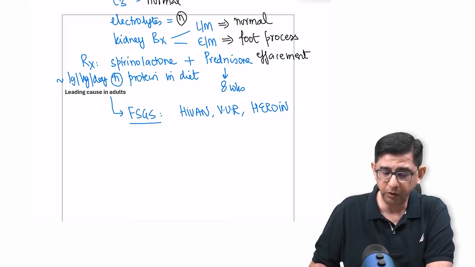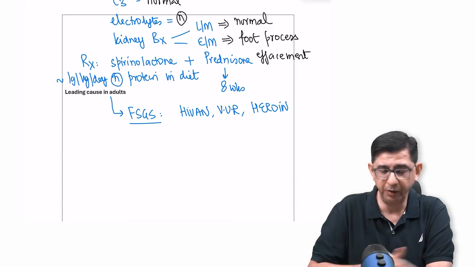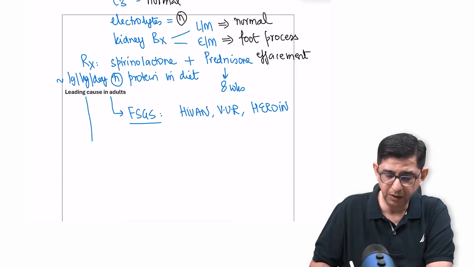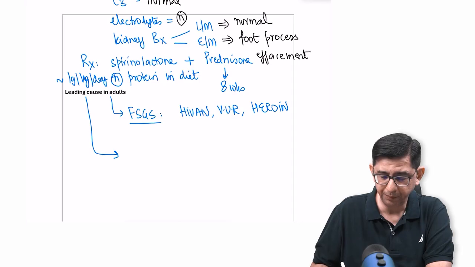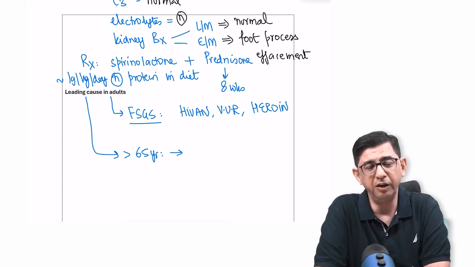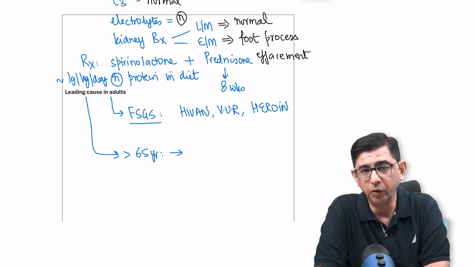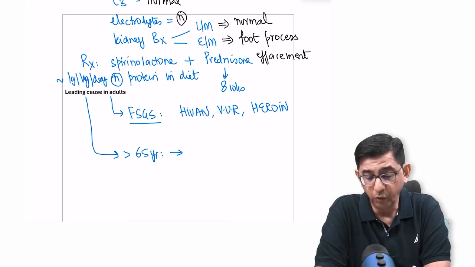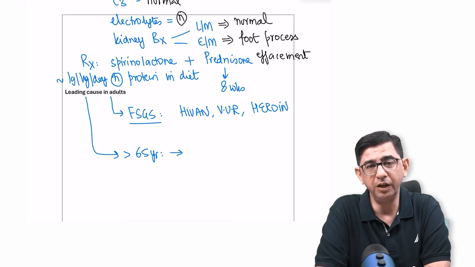Can you tell me the electron microscopy finding of focal segmental glomerulosclerosis? Yes, guys. Can you tell me? Electron microscopy finding of focal segmental glomerulosclerosis. Your answer would be effacement of the foot processes of podocytes. Yes, guys, even in focal segmental glomerulosclerosis, we get effacement of the foot processes of podocytes.